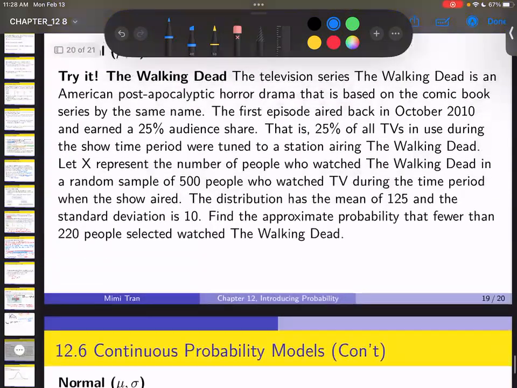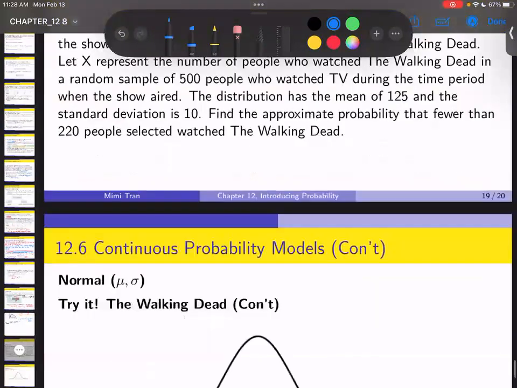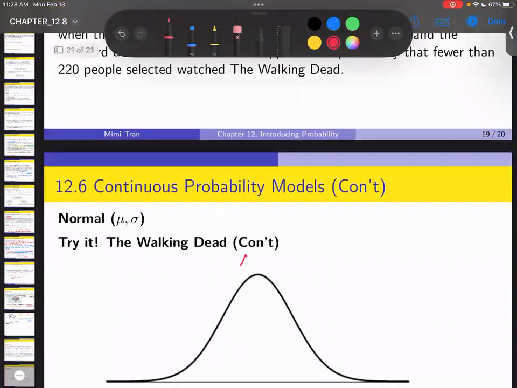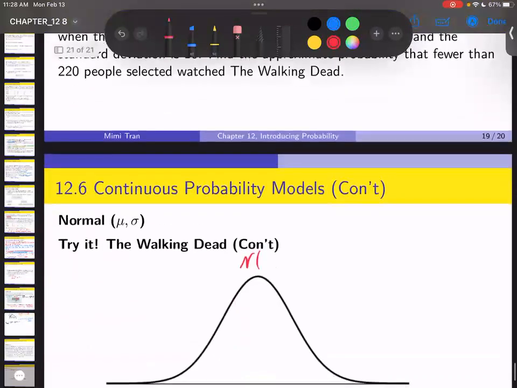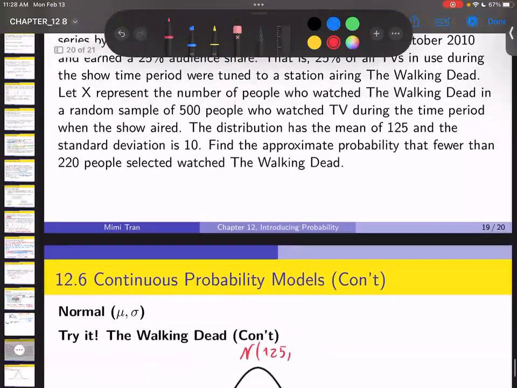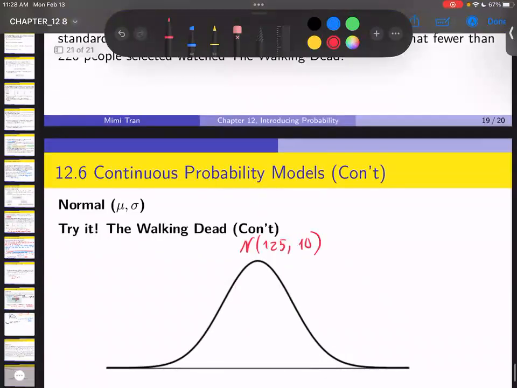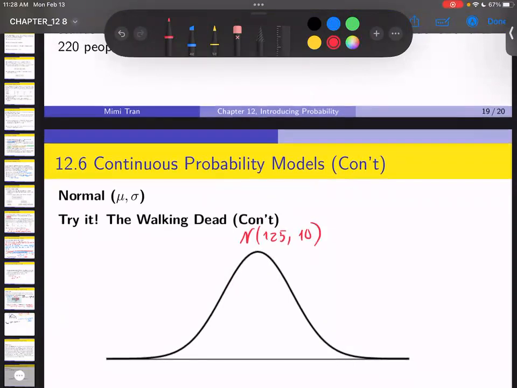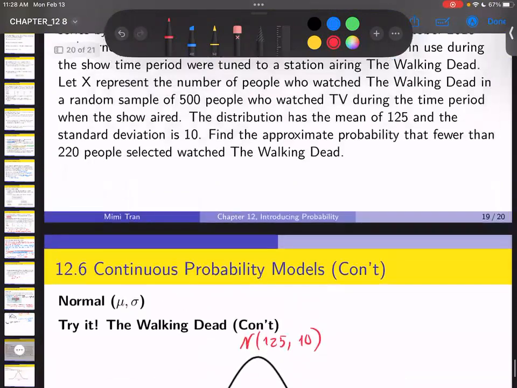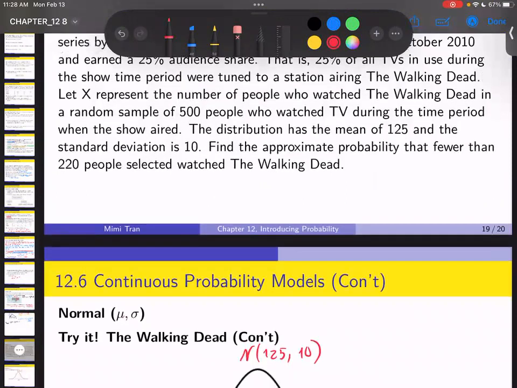Let's just say this is a normal distribution. So the normal distribution is written like this, and mu will be 125. And then sigma, which is the standard deviation, is 10. So my mu is in the middle right there, 125. What is the approximate probability that fewer than 220 people select watching The Walking Dead?